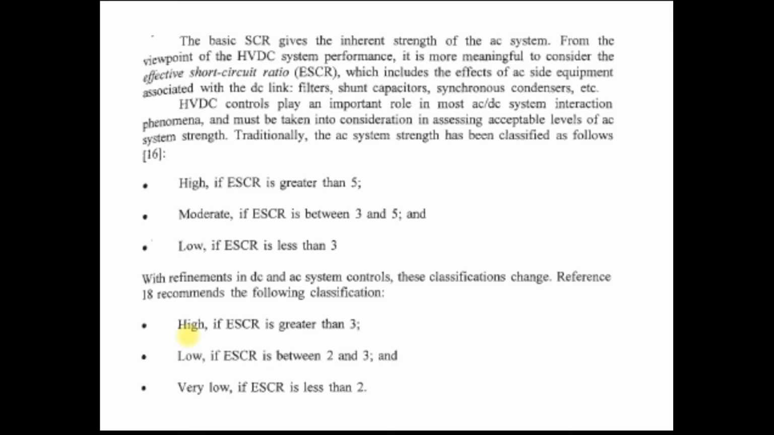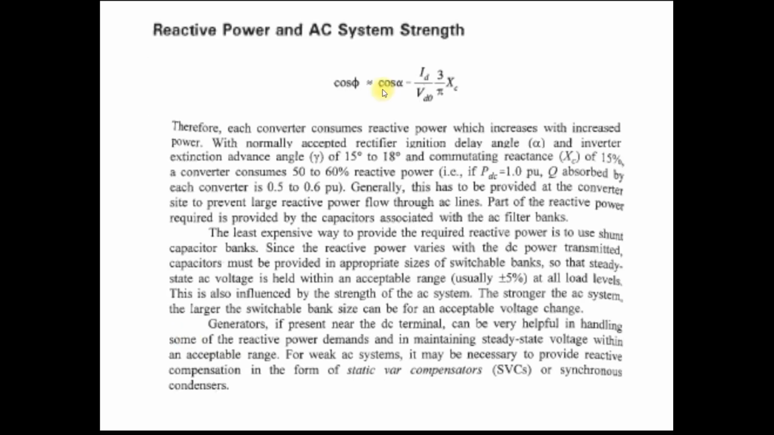The second parameter that affects the AC system strength is the reactive power requirement. As you know, the converter consumes reactive power, which increases with the increased power on the DC line. With the normally accepted rectifier ignition angle delay alpha and inverter extinction angle gamma between 15 to 80 degrees, and commutating reactance exceeding 15%, the converter consumes 50 to 60% reactive power in normal conditions.